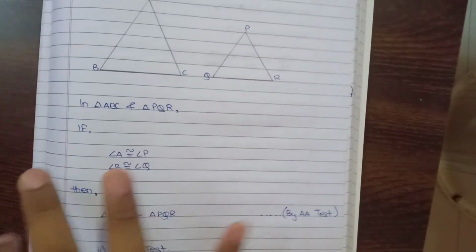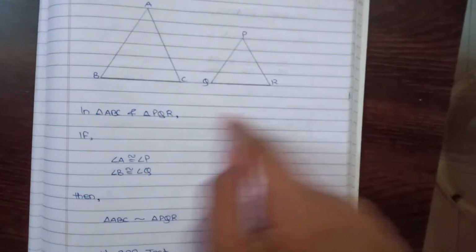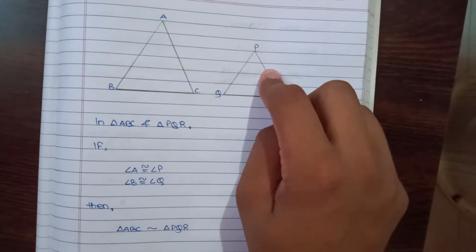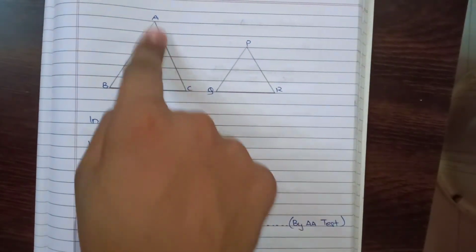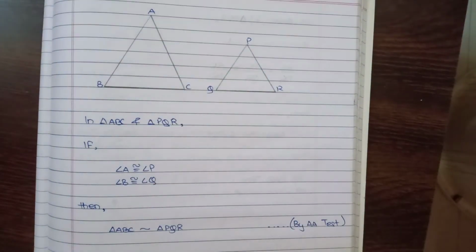First one is the AA test, which is also known as the angle test. So in triangle ABC and triangle PQR, if angle A is congruent to angle P and angle B is congruent to angle Q, then triangle ABC is similar to triangle PQR, because automatically angle C will equal angle R, as the angles of a triangle always sum to a fixed 180 degrees.